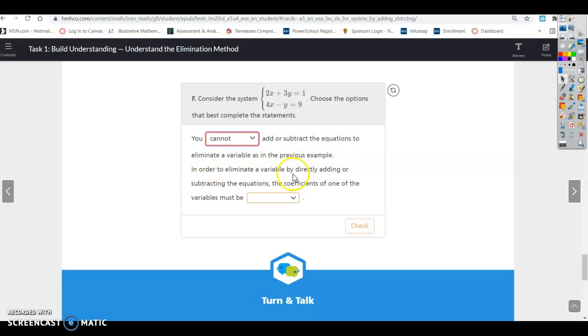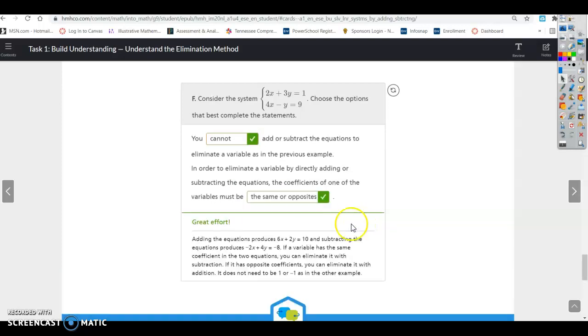All right, in order to eliminate a variable by directly adding or subtracting the equations, the coefficients, remember, are the numbers in front of the variables, coefficients of one of the variables must be the same or opposite. If they're the opposite, you would add. If they're the same, you would subtract. Okay? All right, so that's all for task 1. If you have questions, let me know.